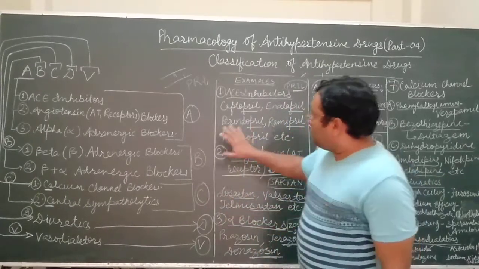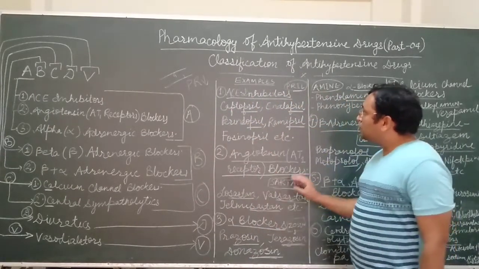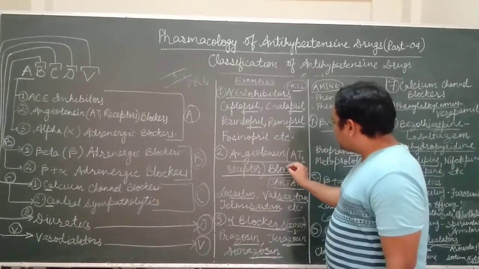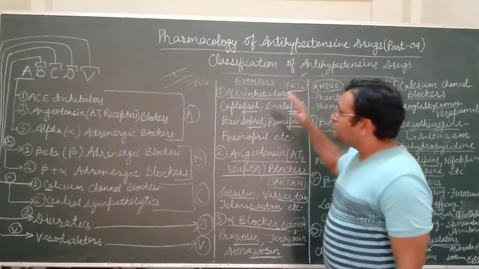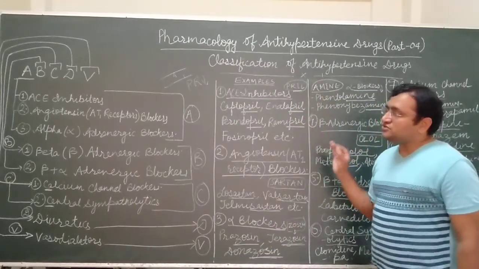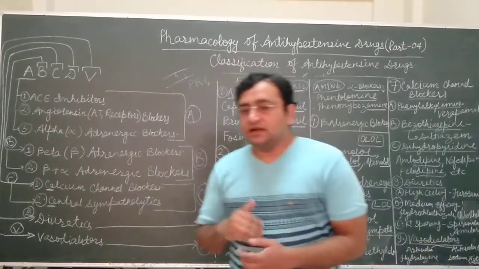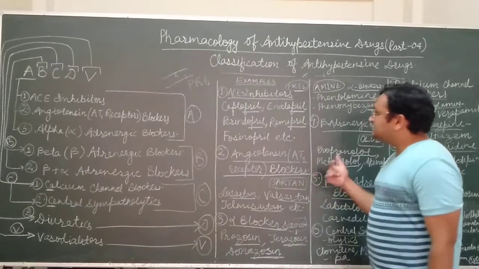Now we are here to exemplify each of the 9 categories. We have to memorize some examples of these drugs, the drugs discovered till now.